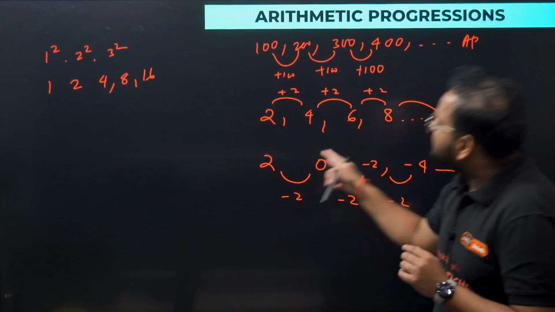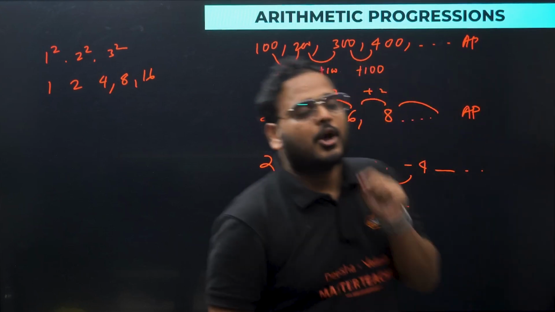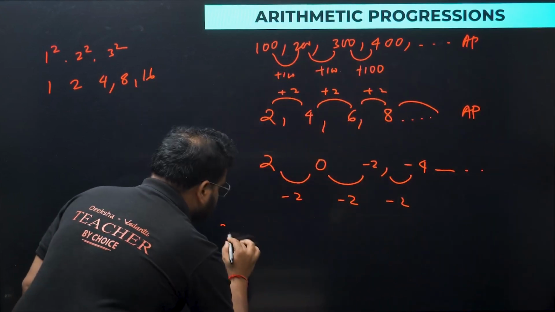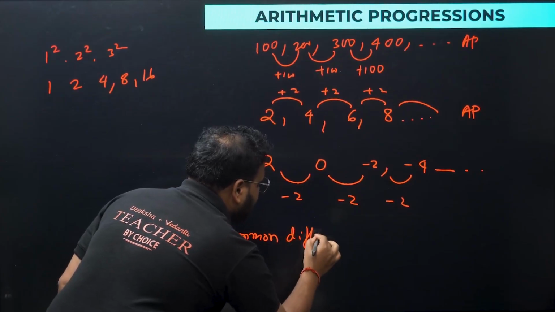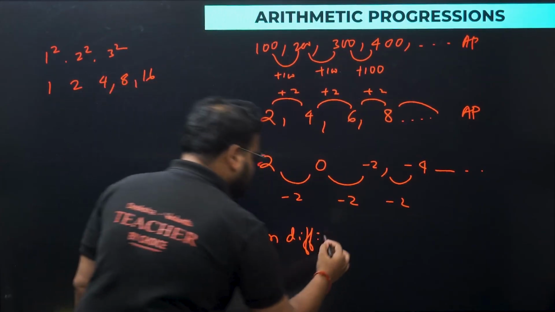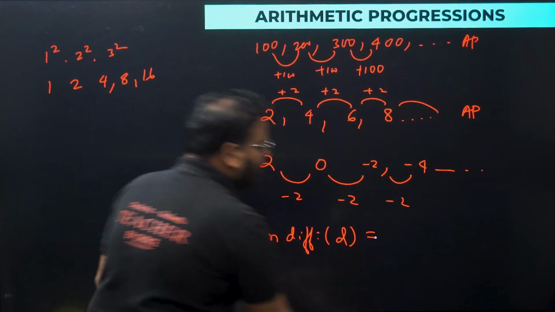It has to be the same difference, and this difference is called the common difference. It also has a symbol, which is given by small d. And how do you write that?